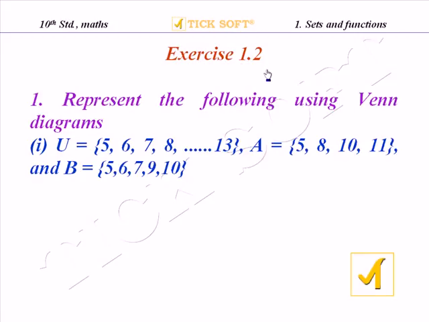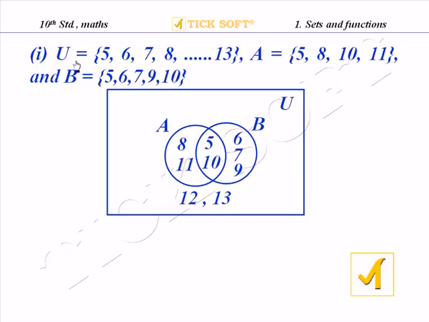Exercise 1.2. Represent the following using Venn diagrams. So, the universal set is given as 5, 6, 7, 8 and so on to 13, and A is equal to 5, 8, 10 and 11. B is equal to 5, 6, 7, 9 and 10. Now we have to represent this one.